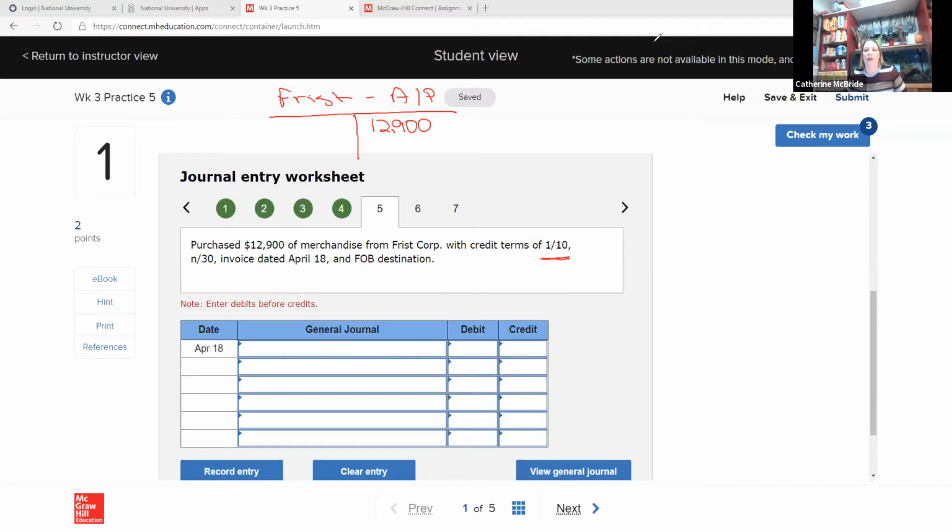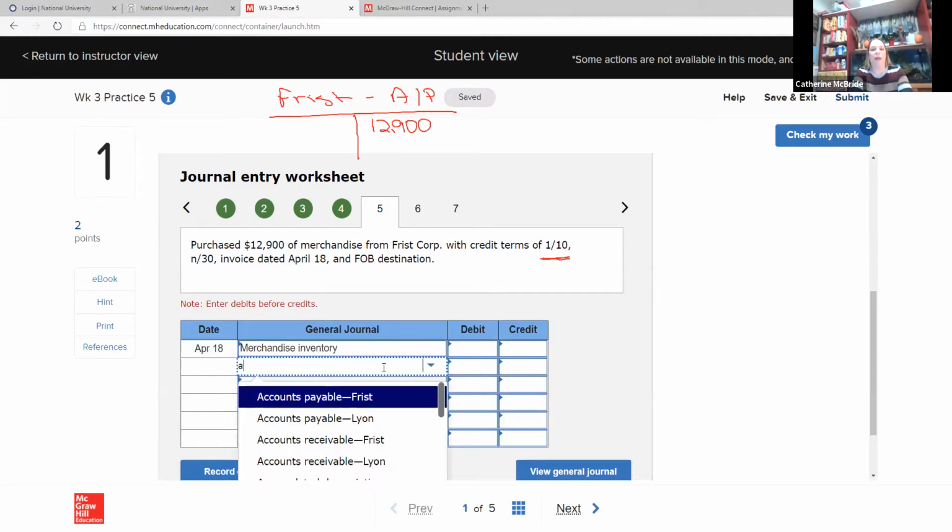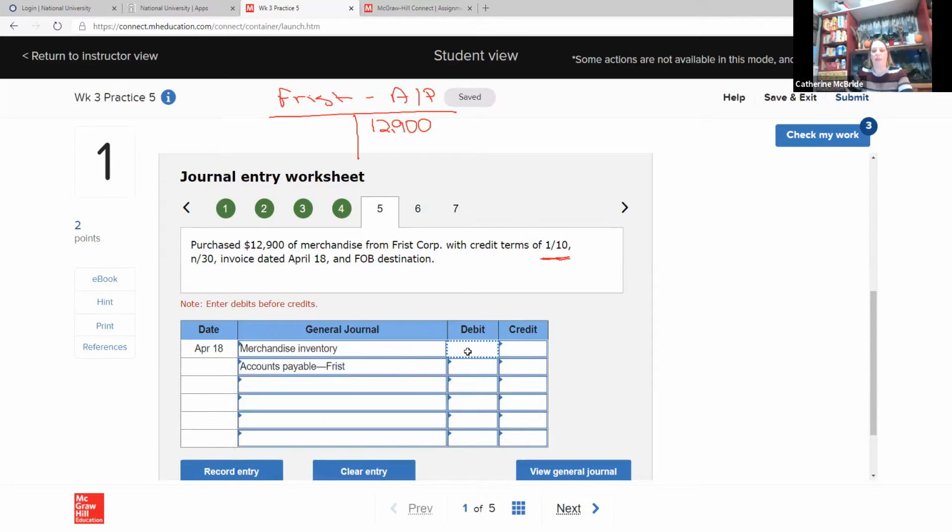So I'm going to do exactly what we did before. I'm going to increase inventory. And I'm going to record my account payable to Frist for $12,900. Look good? Sound familiar? Okay.